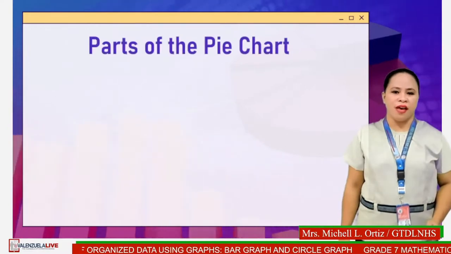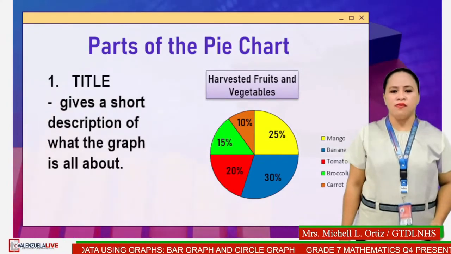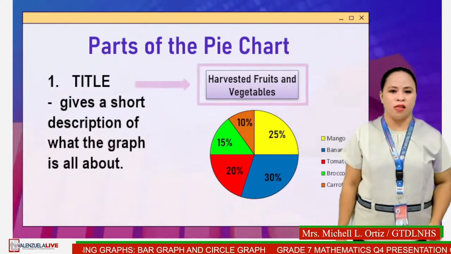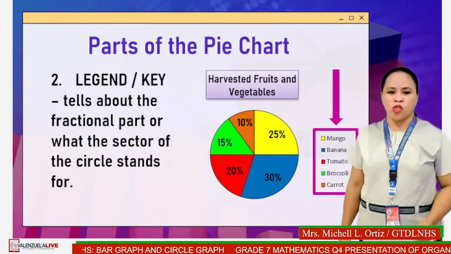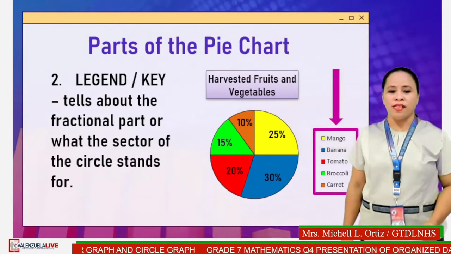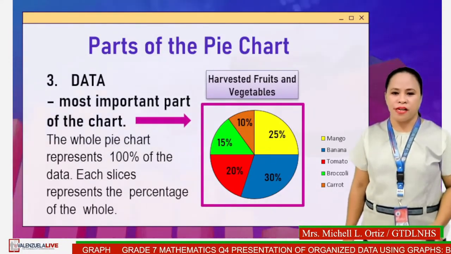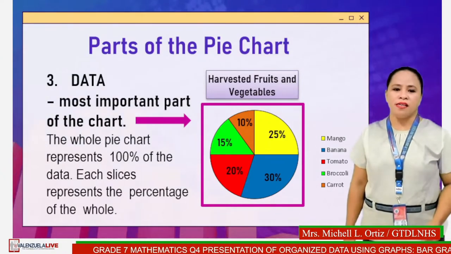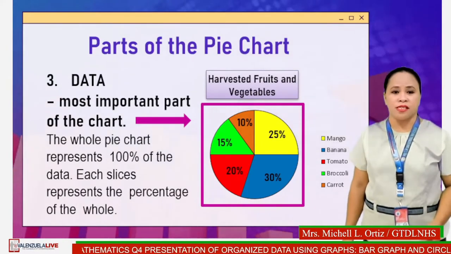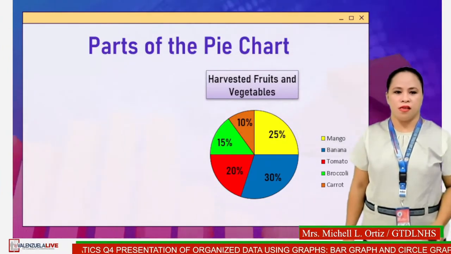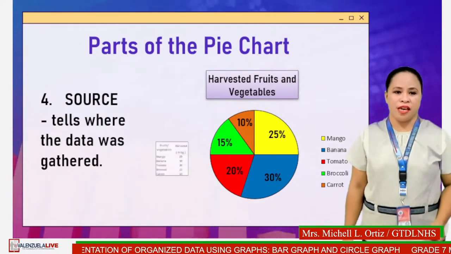Pie chart or circle graph has different parts. First, the title. It gives a short description of what the graph is all about. Next is the legend or the key. The part of the graph which tells about the fractional part or what the sector of the circle stands for. Third one is the data, most important part of the chart. The whole pie chart represents 100% of the data. Each slice represents the percentage of the whole. Last one is the source. This tells us where the data was gathered.